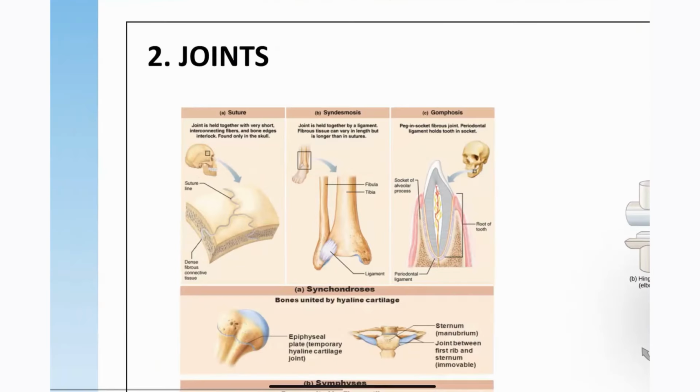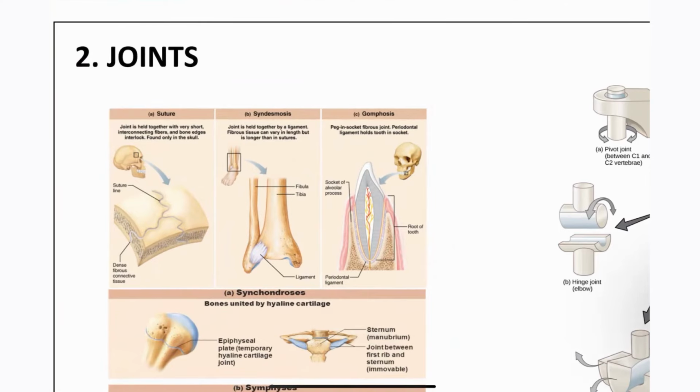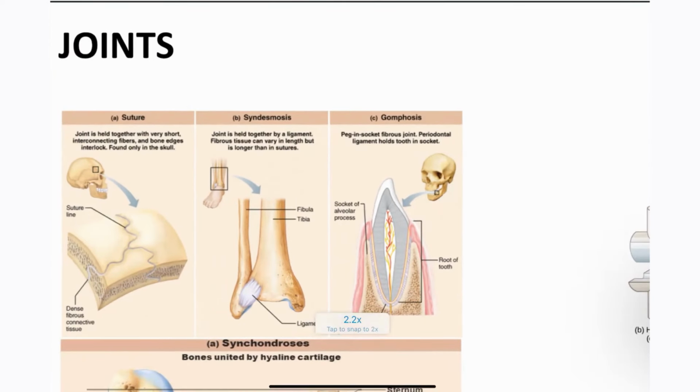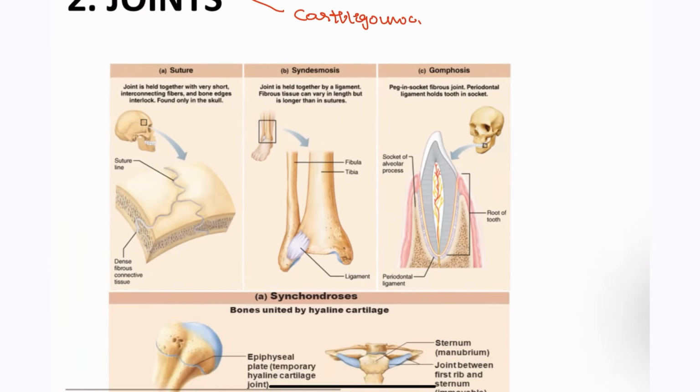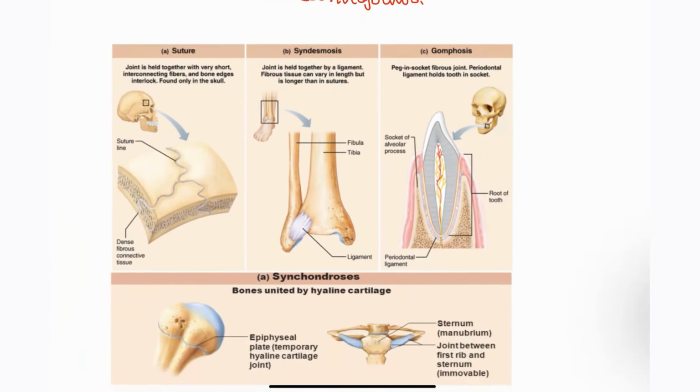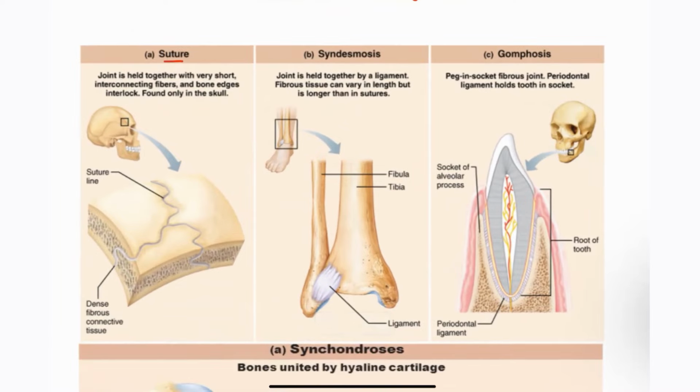Next, moving on to the joints. Joints are subdivided into how many types? The joints are divided into fibrous, cartilaginous, and also the different types of synovial. First, let's see what the fibrous ones are. Why are these known as fibrous joints? Because fibrous joints are immovable joints. The examples are sutures. Here you can see the suture line between the skull structures. This is one of the fibrous joints.